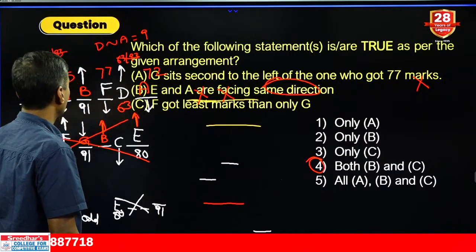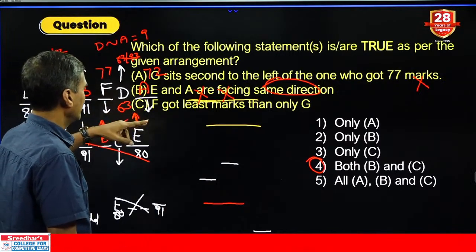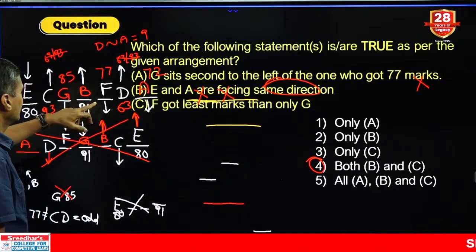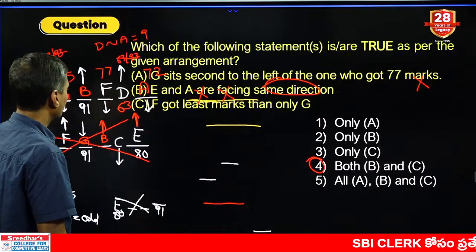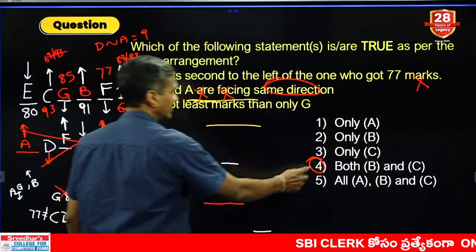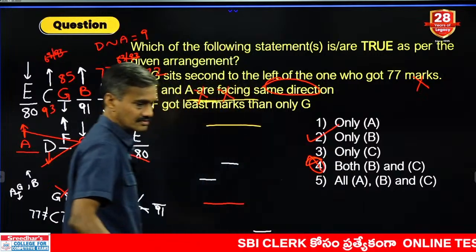F got less marks than only G. Sorry. F got less marks than only G. Did F get less than only G? No, F got less than many people. Less than G, less than C, and so only B is correct. Okay, choice 2 is the answer.